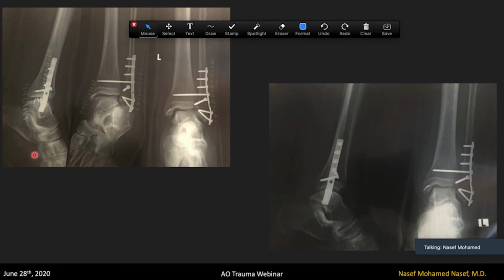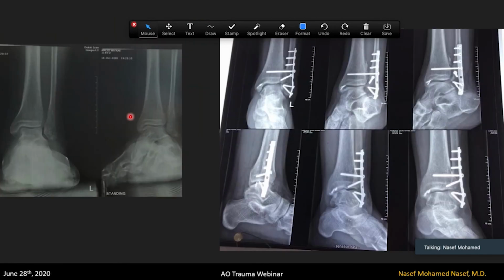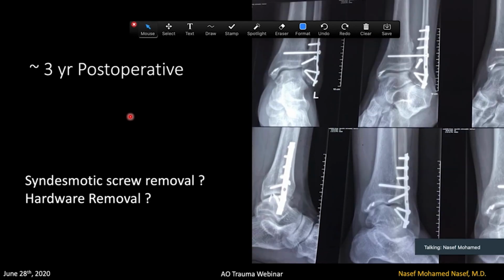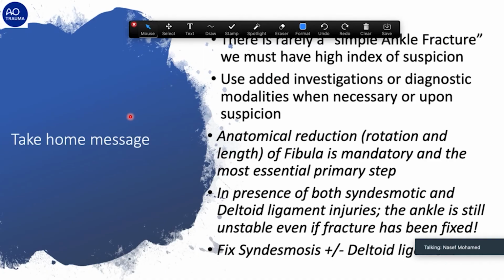So this is the immediate 2 weeks post-operative. This is 6 weeks. As you notice, I do not remove the screw, but this is debatable later on. So this was the pre, and this is now, as we said, almost 3 years post-operative. We can talk about syndesmotic screw removal. We can talk about hardware removal later on.